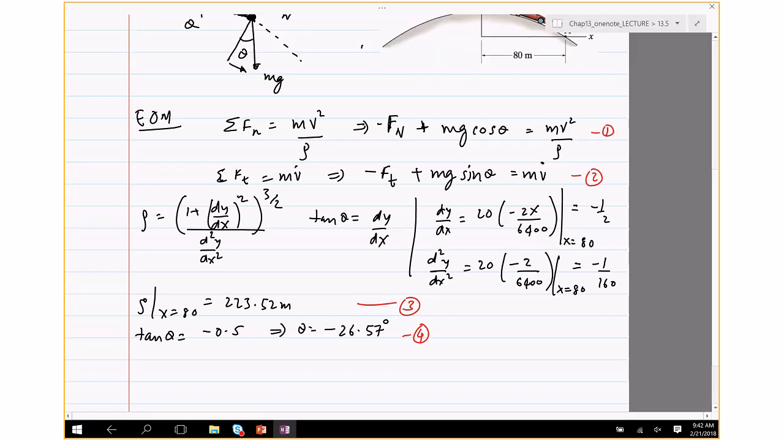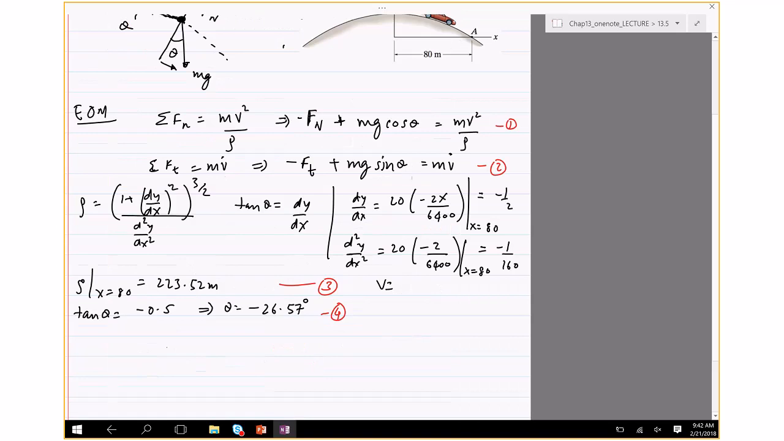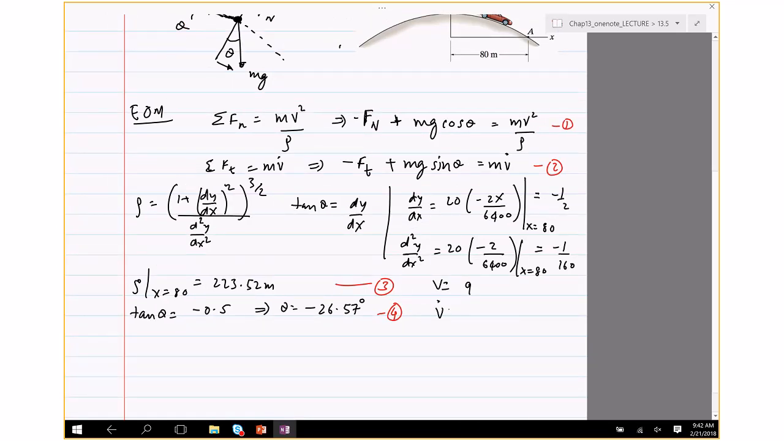Okay, at this point, do we know V? We do know V. We wrote it down here. V is 9 and V dot is 3. So we pretty much know everything here. We know mg, we know cosine theta, sine theta, which we found out, and we know rho. So we can sub in those values.